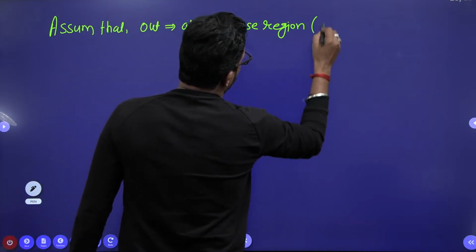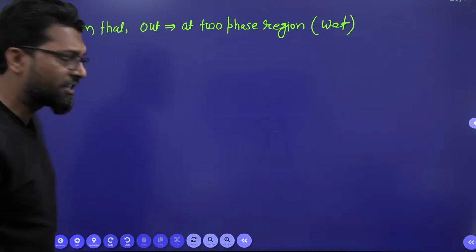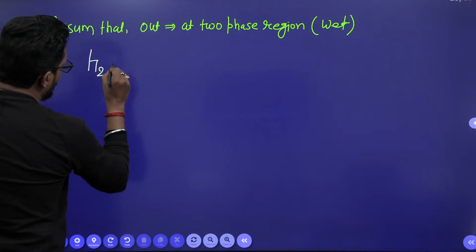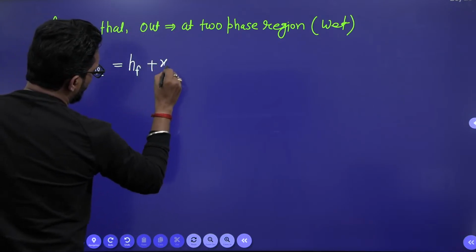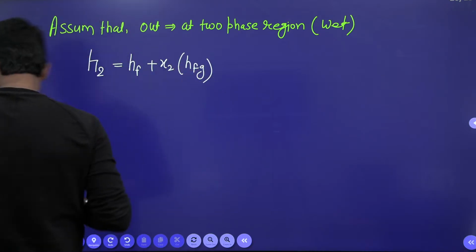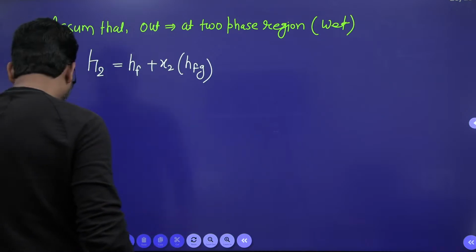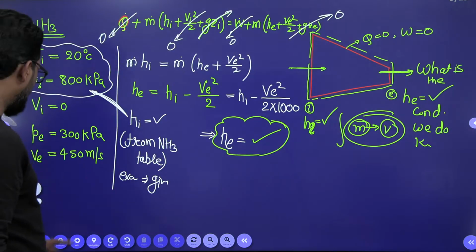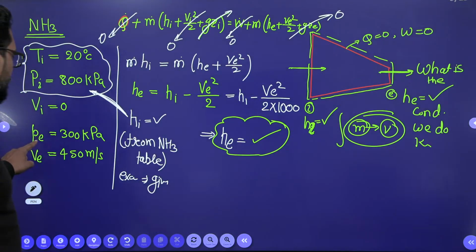That means wet, and if it is wet, we have a dryness fraction. So what is h2? h2 is hf plus x2 hfg. Yes or no? Now, at which condition is this? This h2 is at this pressure.